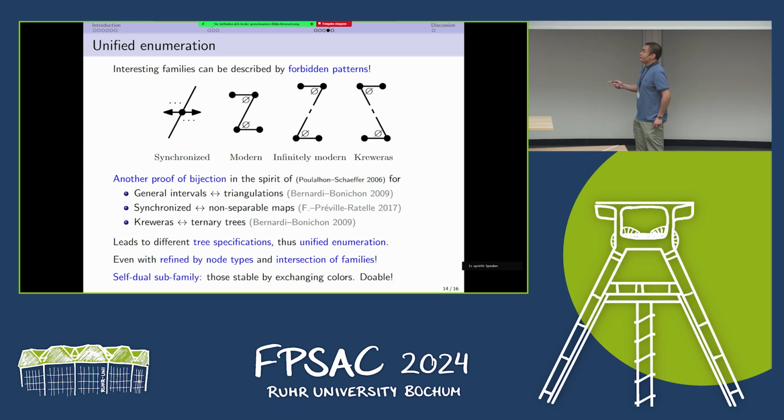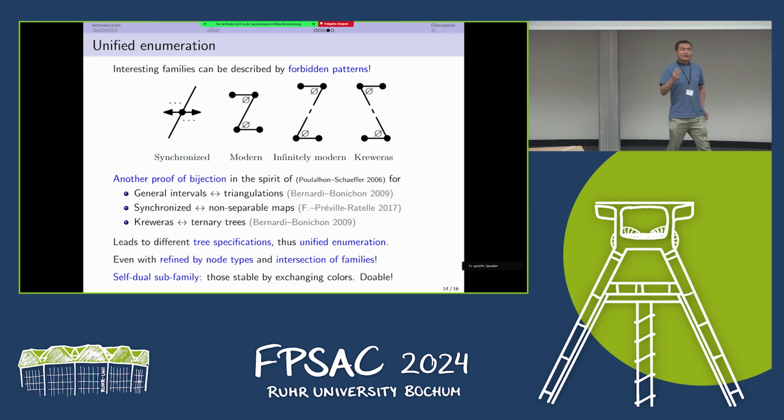And on the enumeration front, we can do the enumeration of all these families using tree specifications, so the decomposition at the roots, because all these forbidden patterns can be accounted for locally. So this gives a uniform way to do the enumeration because we know how to enumerate trees under a given tree specification. And not only that, because we are doing the decomposition, we can control the type of each node. So we can refine each enumeration by the number of nodes of each type.